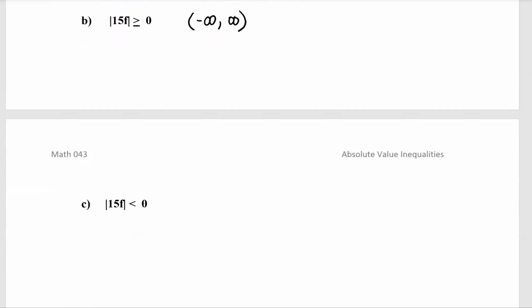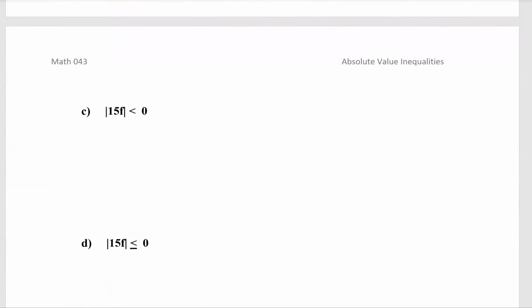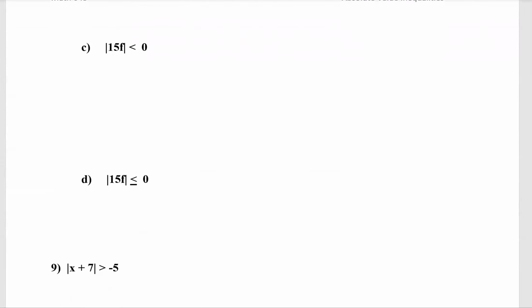What if we have an absolute value is less than 0? Well, this will always be positive. When is a positive going to be smaller than 0? And we have no solution. Because we can't have 0 in there either, because 0 is not less than 0.